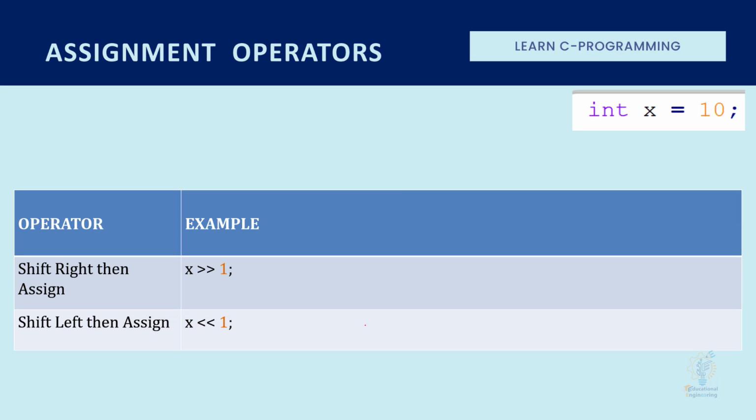Now, the last two assignment operators are the shift right and shift left. When we write it like that, x shift right by 1, we are applying right shift to x by 1 and assigning the value to x. So it's like writing x equals x right shift by 1. Same thing here, x equals x left shift by 1 without using the equal sign. And this is a very important thing to know.